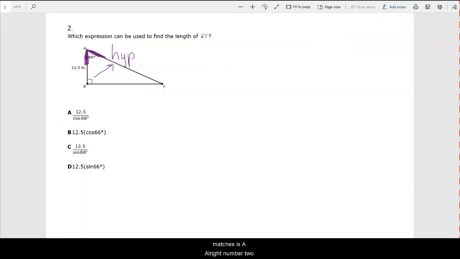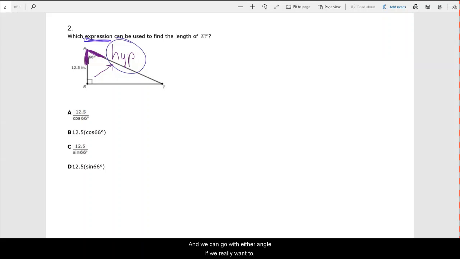All right, number 2. Which expression can be used to find the length of line segment AT? Now, one important thing that I didn't point out in the previous problem that is also important in this one is they were only interested in the expression. They did not ask you to solve for the length of AT. So looking at our triangle, we see that AT is our hypotenuse, which we labeled in the previous video.